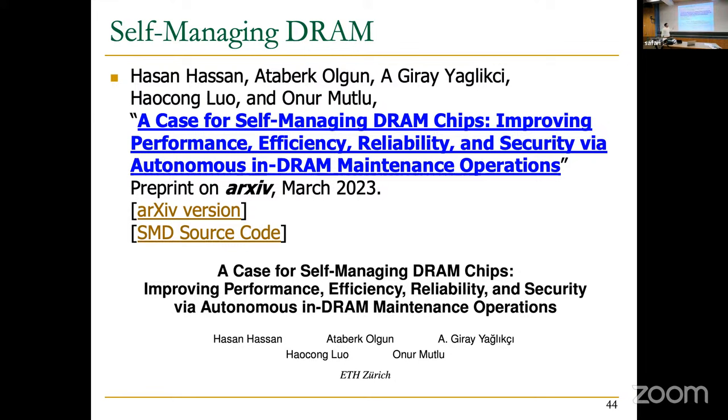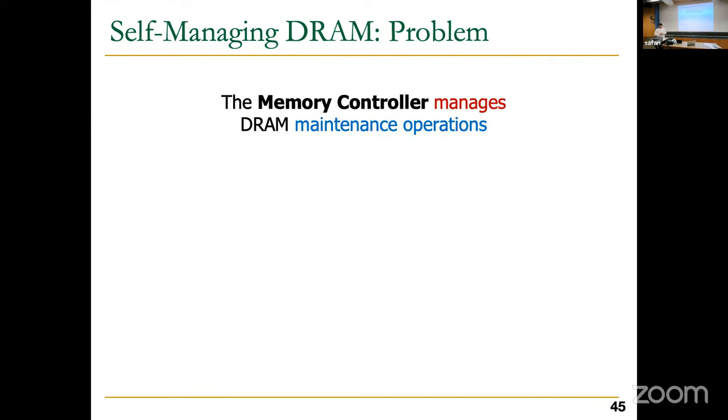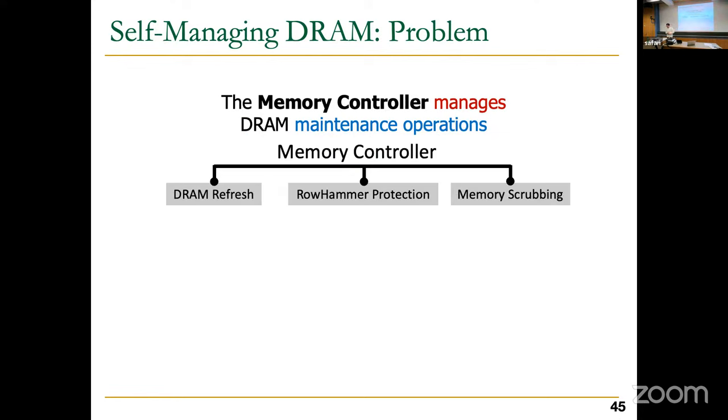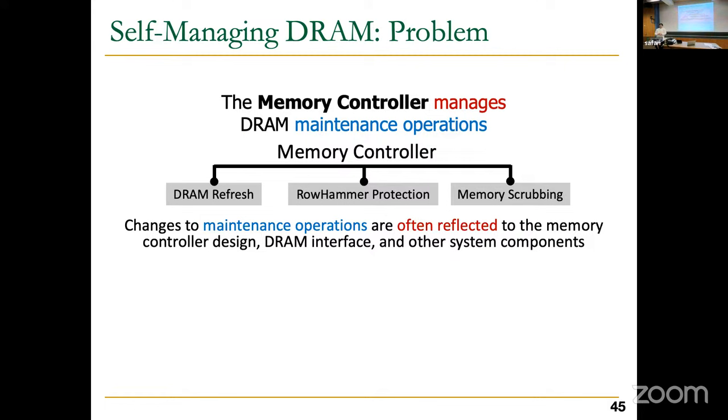It was part of Hasan Hassan's thesis, and it allows the system designer to offload those maintenance mechanisms to DRAM chips. In the paper, we argue and show that this simplifies memory management, memory controlling. And it also has other benefits. I'll briefly describe this paper. The problem is the memory controller manages all these DRAM maintenance operations that I just talked about and that are listed here. And changes to these mechanisms are often reflected in the memory controller design, DRAM interface, and other system components. I will give more examples in the next slides, but this is just one prominent example.